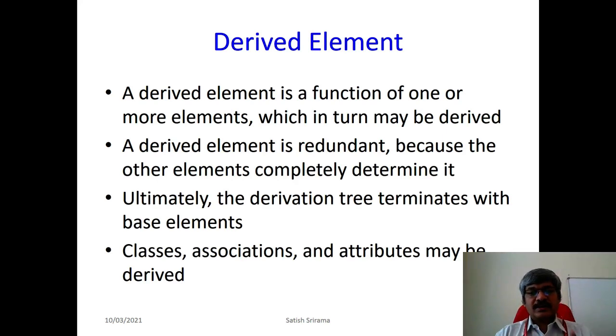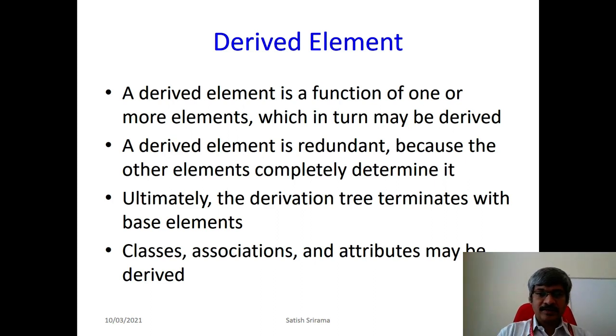A derived element is a function of one or more elements. Think about, for example, an attribute: say there is a birth date, and you want to calculate the age of that person. You don't need any further information. You need the date of birth and the current date, and that will give you this derived element, which is age.